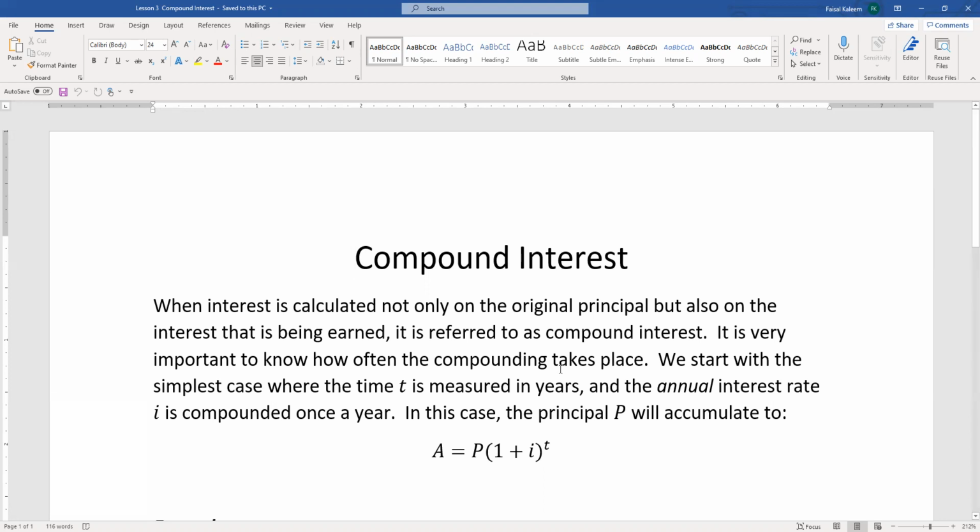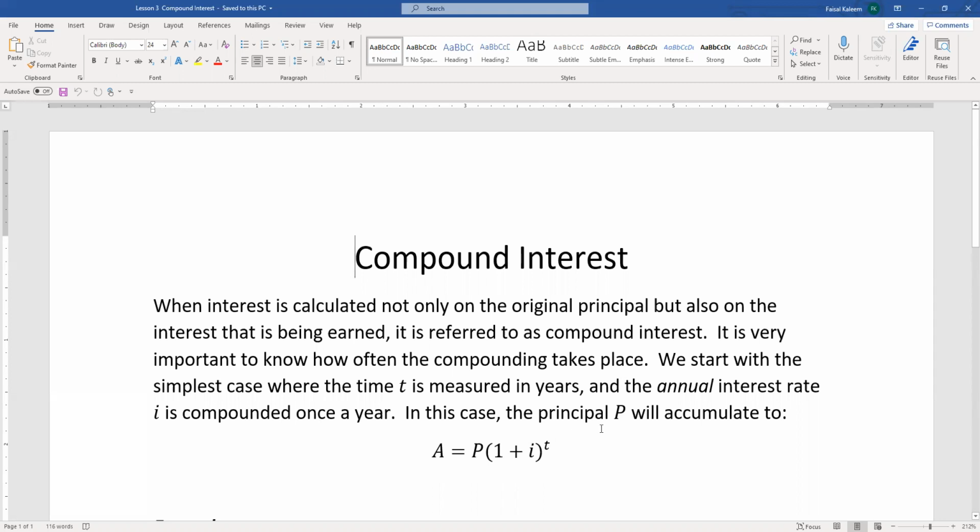So we start with the simplest case where the time t is measured in years and the annual interest rate I is compounded once a year. Even if it's compounded, let's say, 2 times a year, usually the rate that is advertised is the annual rate. They will say the annual rate is 10% compounded 2 times a year, or once a year, or 4 times a year, and so on. Here we are dealing with the simplest case where the annual interest rate I is compounded once a year.